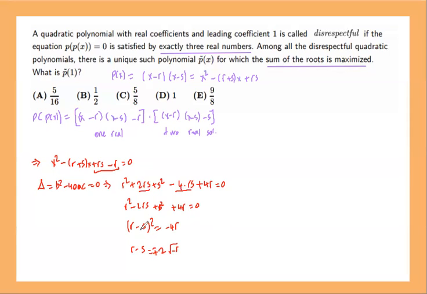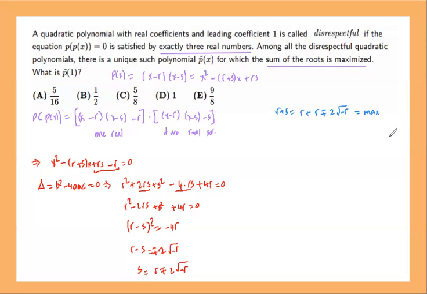Maybe I should find the r and s and combine them together. So let me try to find the s in this equation alone. If I make it alone, that should be equal to r plus or minus 2 root minus r. Okay, so this is the s. So the r plus s: if I add r to this, that should be r plus r plus or minus 2 root minus r. And this has to be maximum.